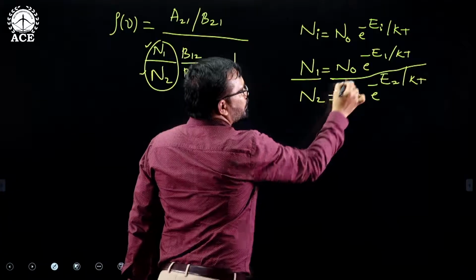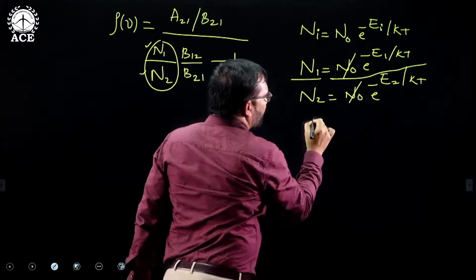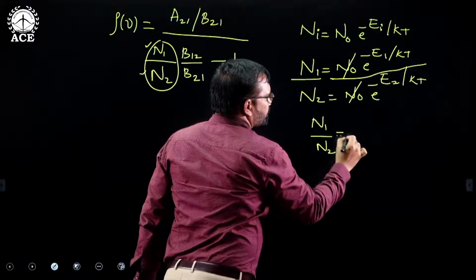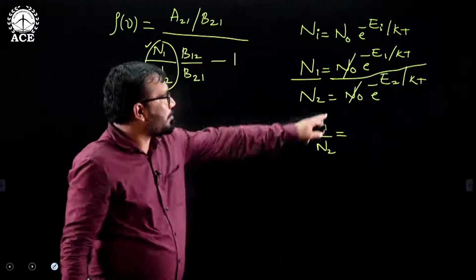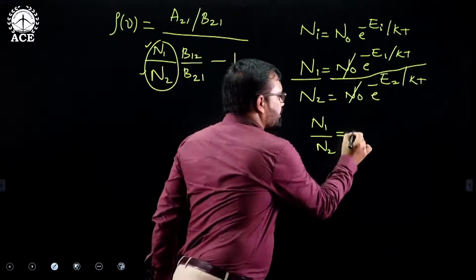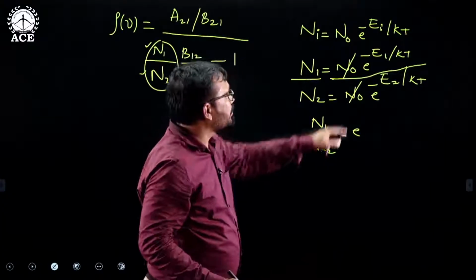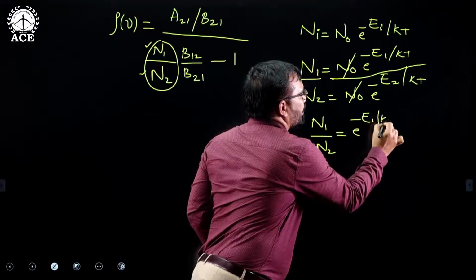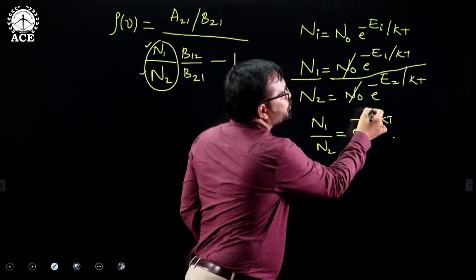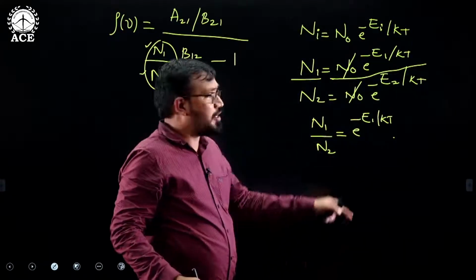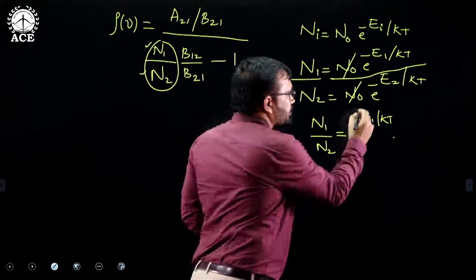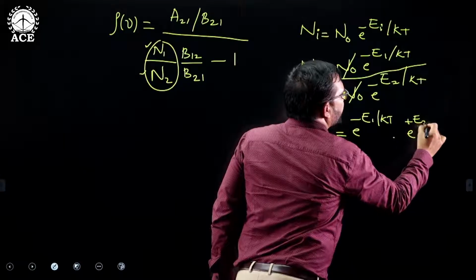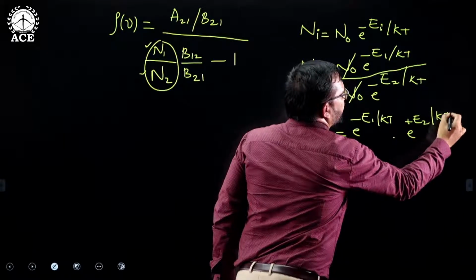N1 by N2. So N0 cancels. What am I left with here? N1 by N2. Now what am I having? Exponential of minus E1 by kT, and this denominator comes to the numerator. So e to the power of minus, it will become plus E2 by kT.